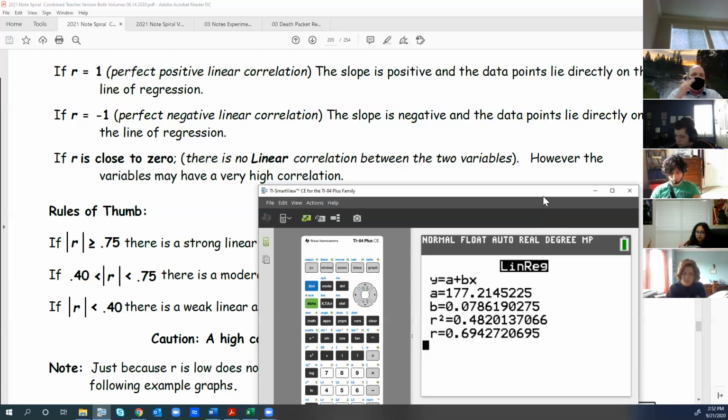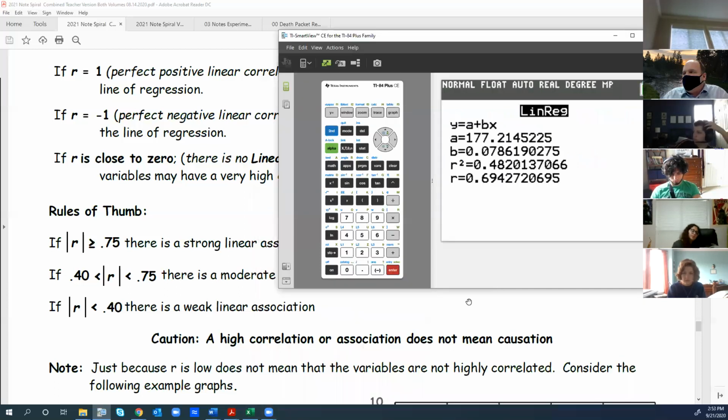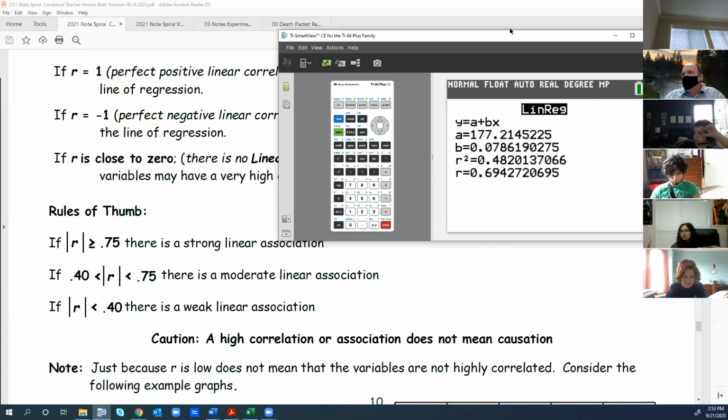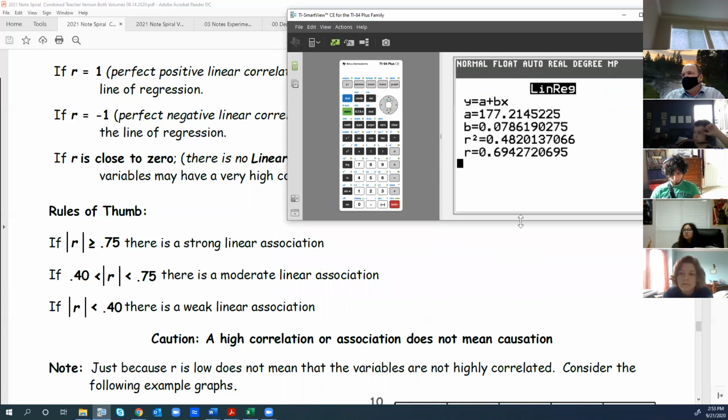So positive 1, every dot lies on a line with a positive slope. Negative 1, every dot lies on a line with a negative slope. Zero, there's not a good linear relationship. But your question was not about that. Your question was, well, how good is 0.69? And I'm just going to say there's some rules of thumb. These are not exact. These are not complete science, but they work for AP and they're what I use for AP purposes.